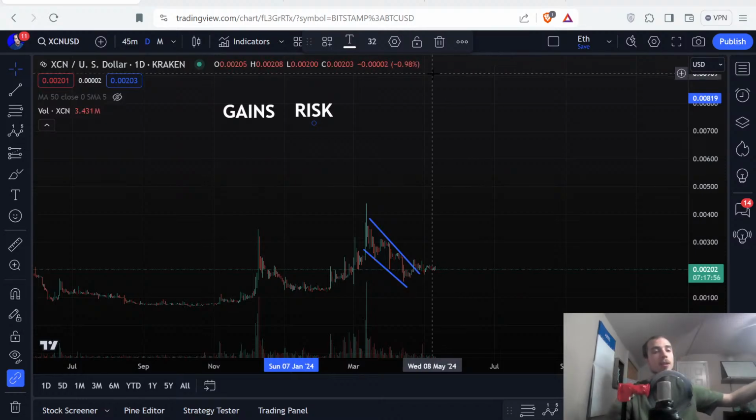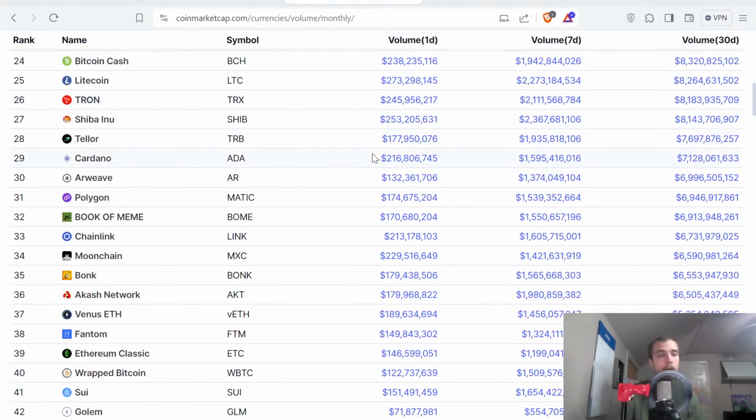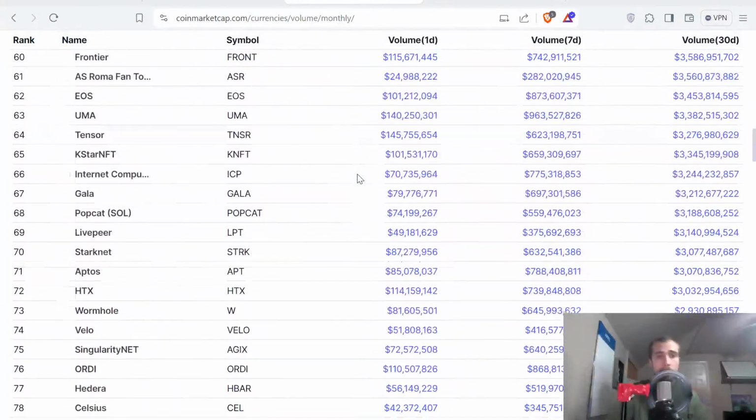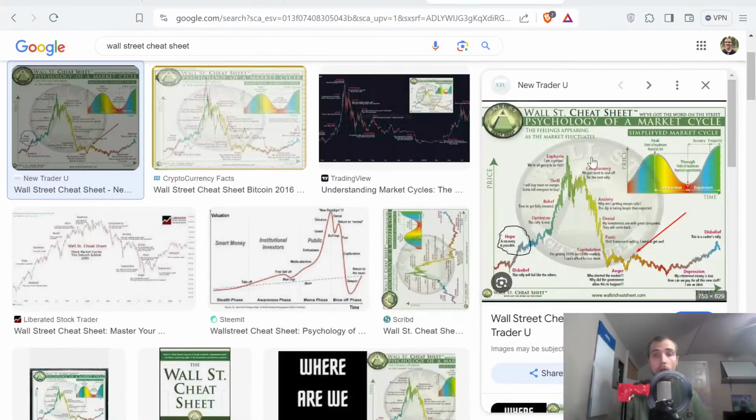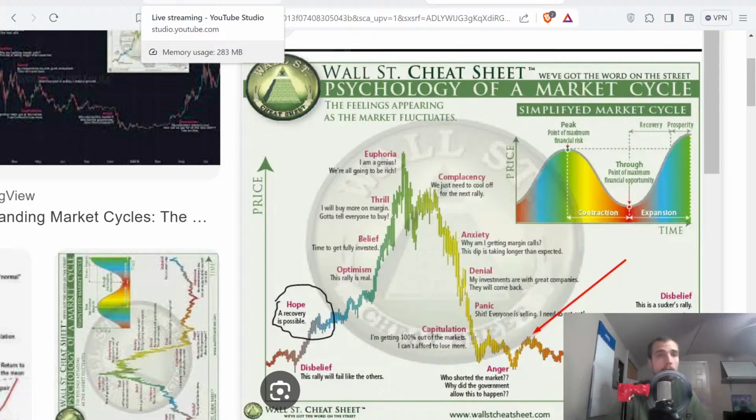Yeah, you can use fundamentals if you want, but the most useful thing is going to be volume, chart patterns, Elliott waves, market cycles. There's a reason on Wall Street they use all the stuff that I'm showing you in these videos. There's a reason it's called the Wall Street cheat sheet, right? Wall Street uses this. They don't sit there and try to determine what the fundamentals of a coin or a stock are. They use this.